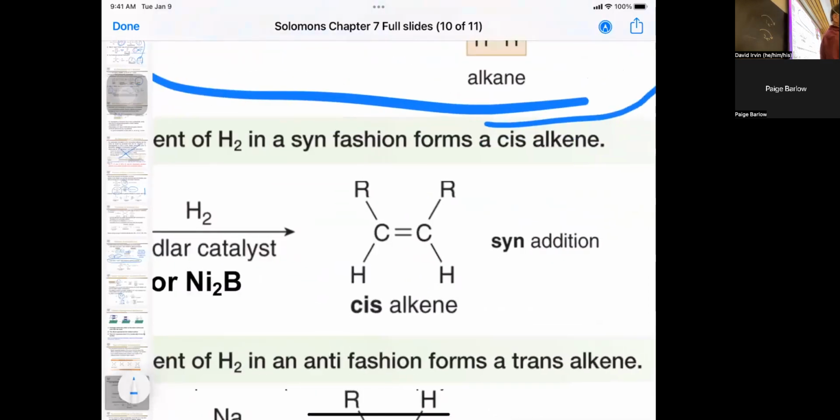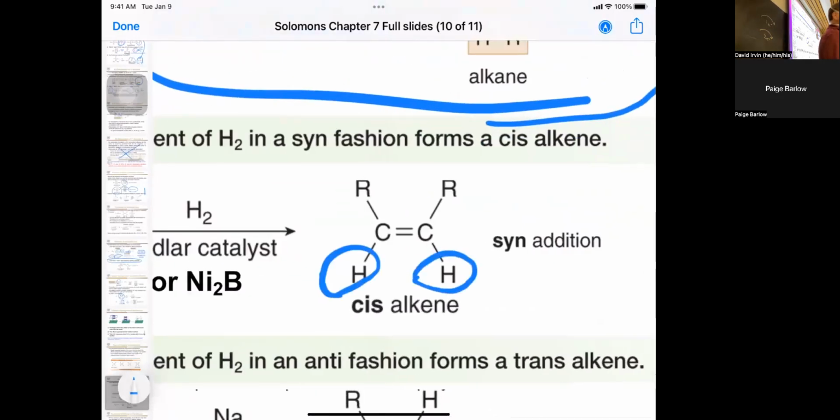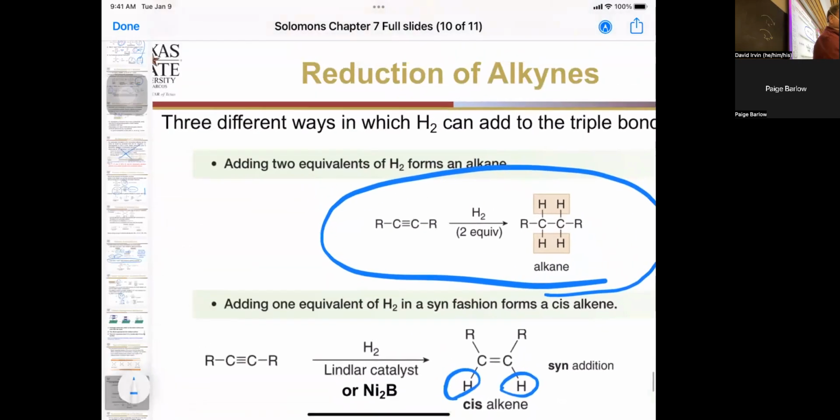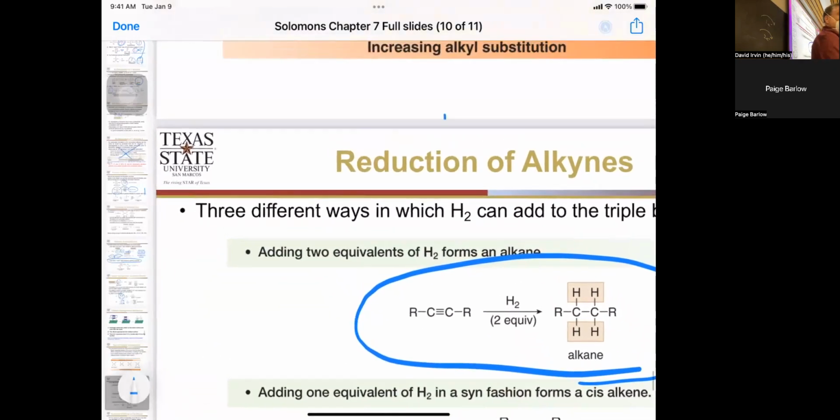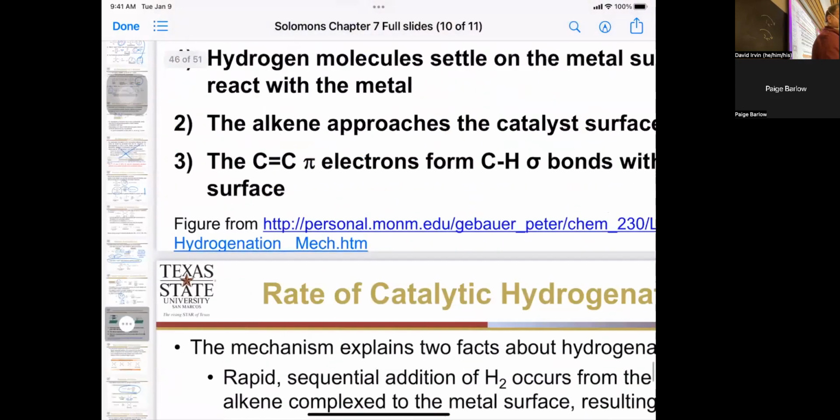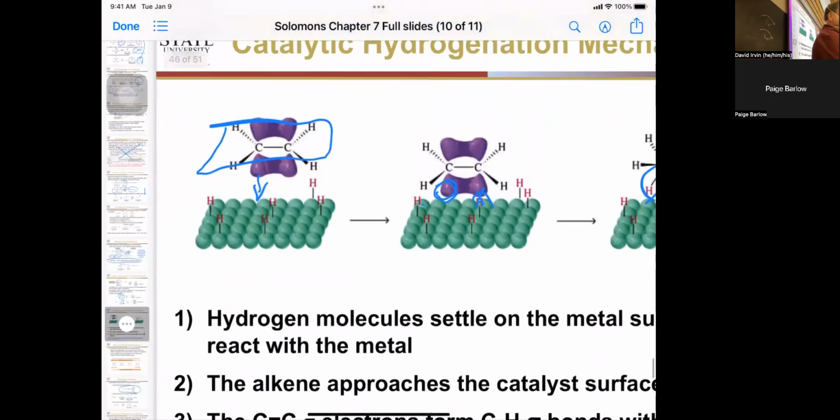Okay, so we always end up with both hydrogens on the same side of the alkene, giving us a cis isomer. Okay, think about it in this case here. Instead of this coming down, you have an alkyne, the one side that's going to touch that metal surface is going to add both hydrogens to the same side, giving you the cis alkene.